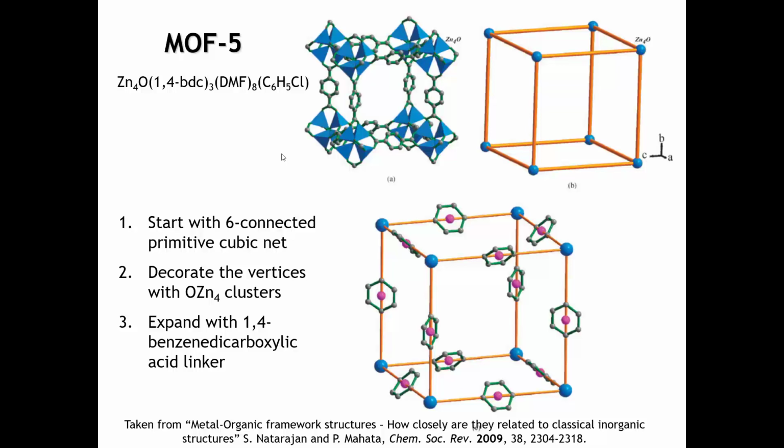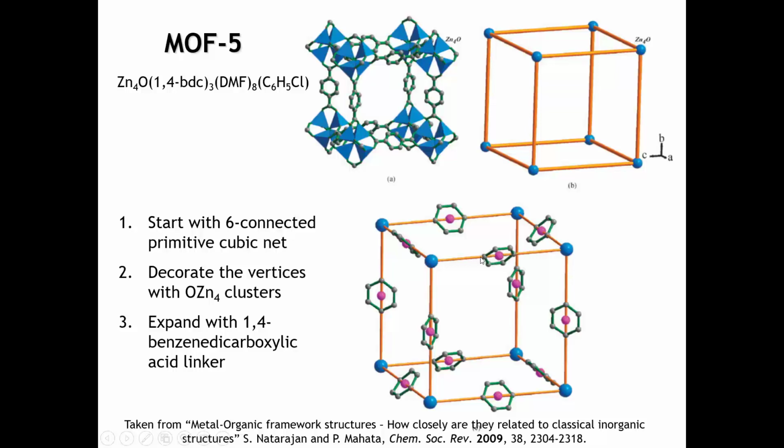So we're going to start with a simple cubic net, and then at each vertex, what we're going to do is put an oxygen atom. And then around that oxygen atom, we're going to put 4 zinc cations. All right, so we're going to decorate the lattice point with an OZn4 cluster. Then we're going to link together the vertices, these OZn4 clusters, with this benzene dicarboxylic acid linker.